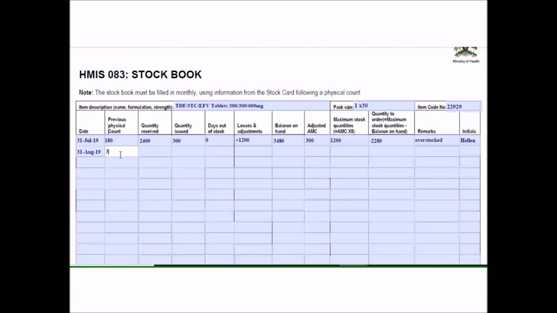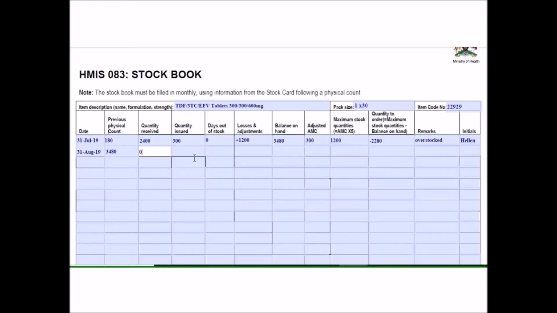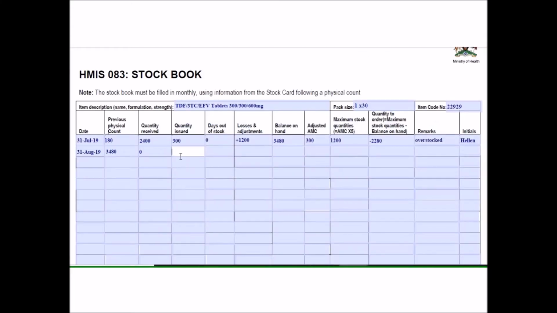we have 3,480 as our opening balance, and total quantity we received in August, nothing was received in August, is 0. Out was our total consumption in August, we gave 100 and 150, that's 250. Our total consumption in August is 250.